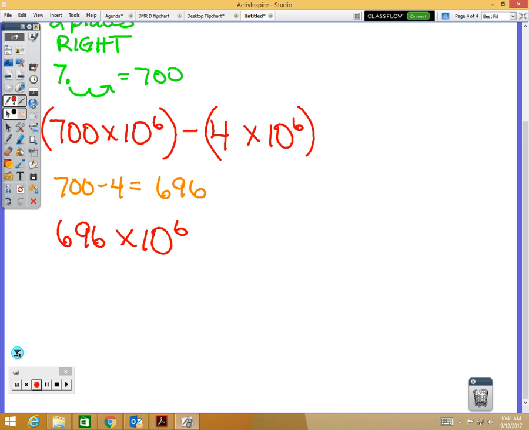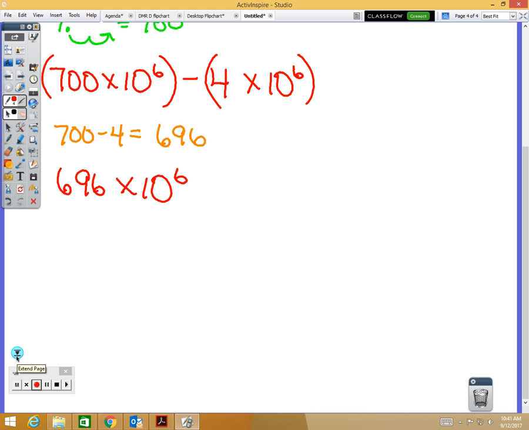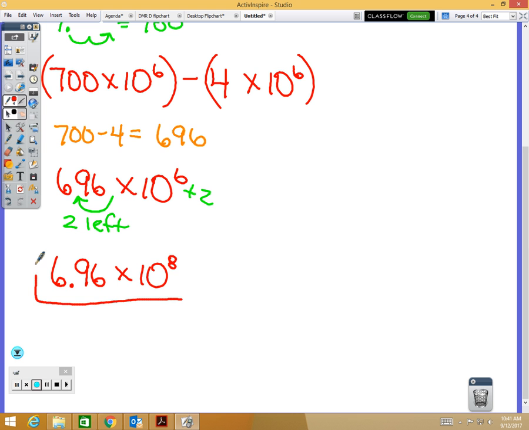But we need to adjust our answer by moving the decimal how many places? 2 places back, 2 left. So I'm going to add 2 back on to my exponent. 6.96 times 10 to the 8th.